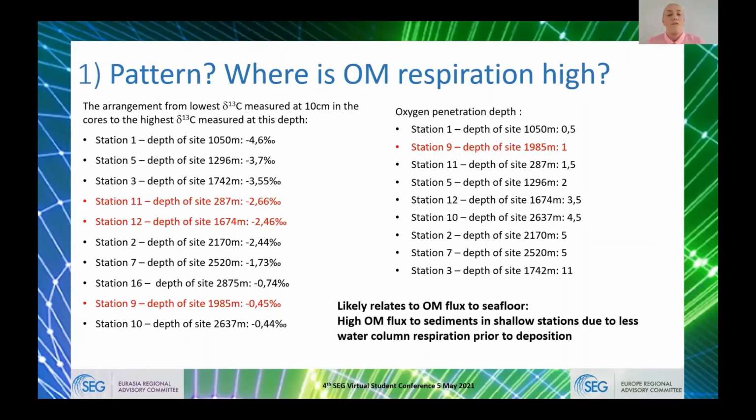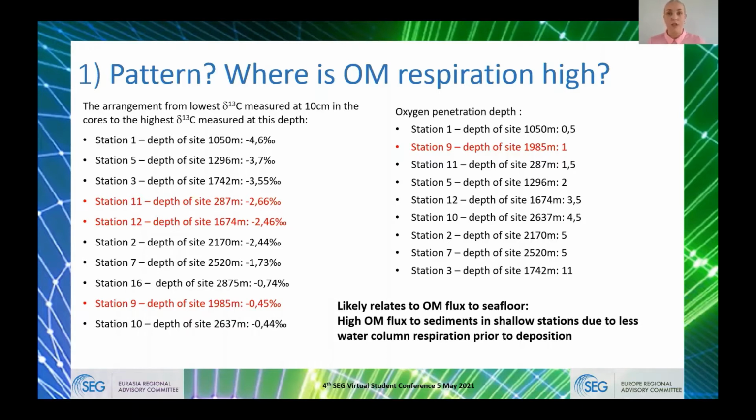Here on the left side, you can see a lot of stations, and I have listed them with the station with the lowest delta C13 in the upper part of the list, and then station 10 with the highest delta C13 at the end. You can see that it's also somehow listed from the shallowest station to the deepest station, with some outliers. So apparently there is some connection between the water depths of the different sites and the delta C13 that we observed at 10 centimeters.